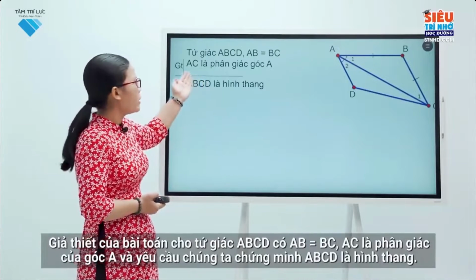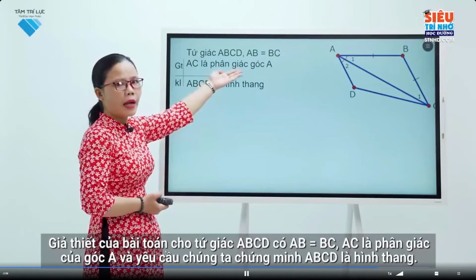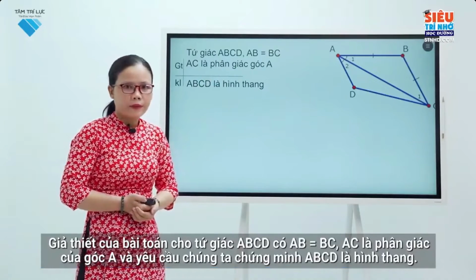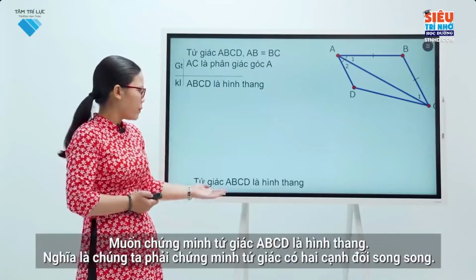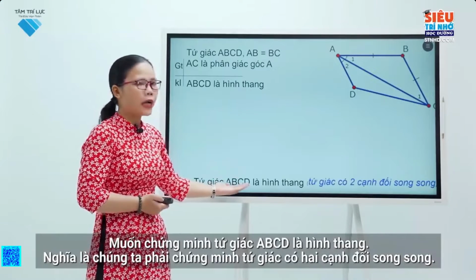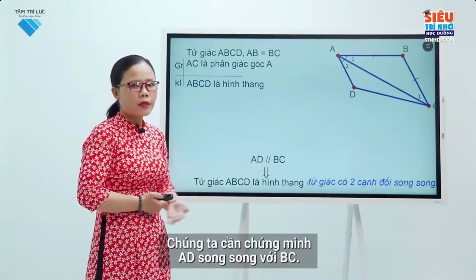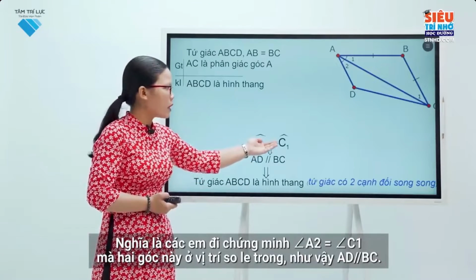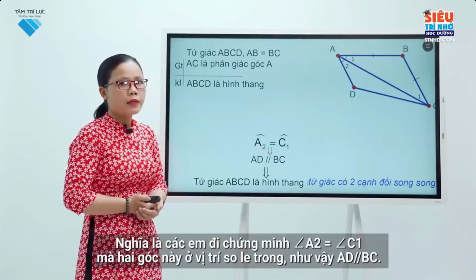The quadrilateral ABCD has AB equals BC. AC is the bisector of angle A, and we need to prove ABCD is a trapezium. Look at the figure. To prove the quadrilateral ABCD is a trapezium, we have to prove the quadrilateral has two parallel opposite sides. We need to prove AD parallel to BC, which means you need to prove angle A2 equals angle C1. These two angles are in alternate interior positions, so AD is parallel to BC.